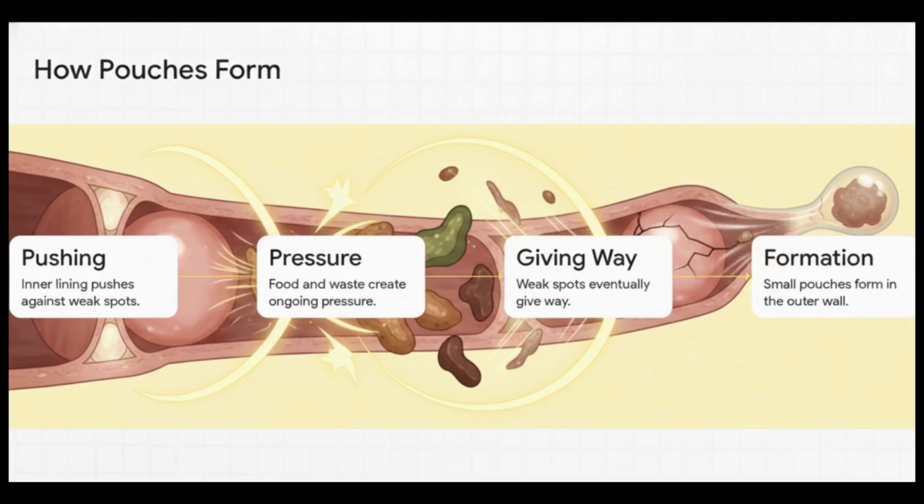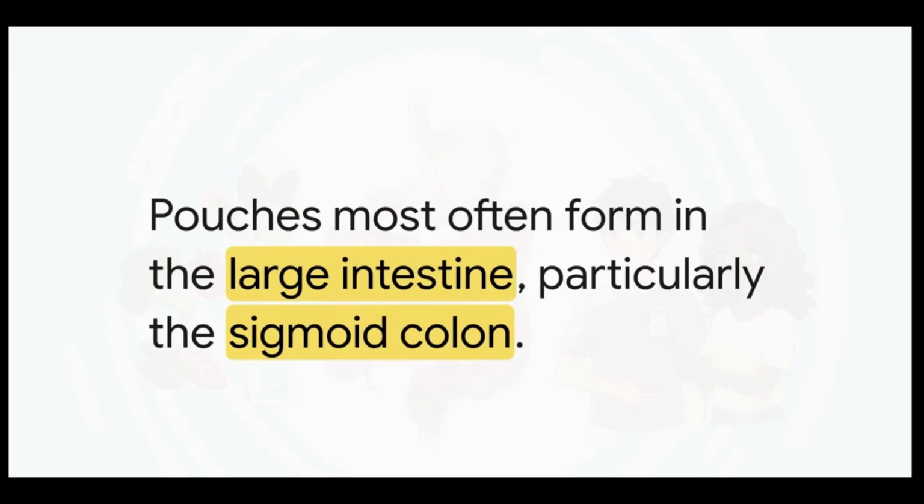It develops gradually as the inner lining pushes through weak spots in the outer wall over time. As food and waste move through the intestine, pressure builds against those weak spots until they eventually give way, forming pouches. Now, this happens most often in the large intestine, particularly in the sigmoid colon.